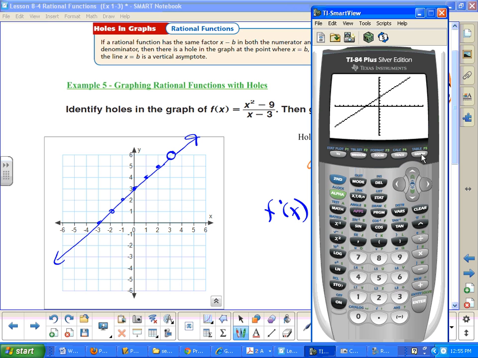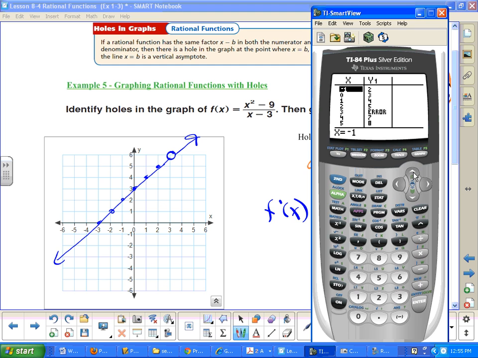It's just a line, isn't it? But we said there's a hole when x equals 3, didn't we? So if I hit trace, type in 3 and hit enter, I get no answer. There's no y value there. If I look at my table where x equals 3, there's an error. Can't divide by 0, so there has to be an error.